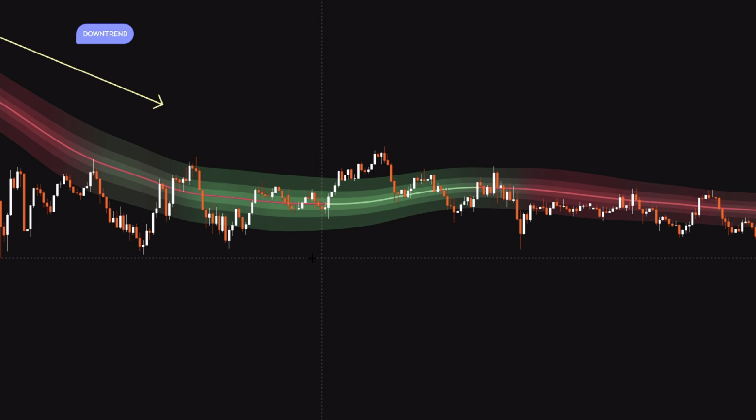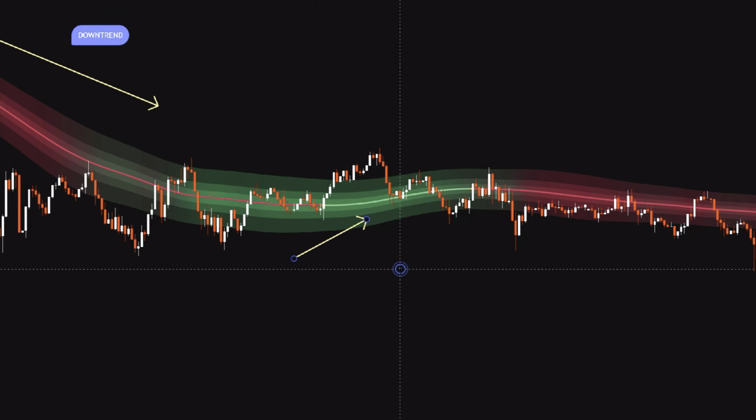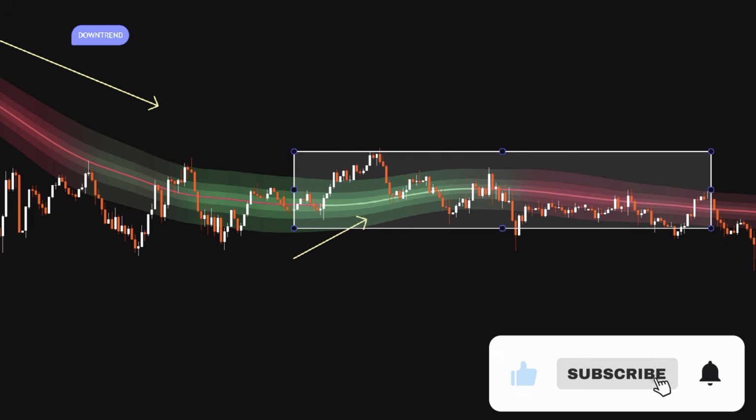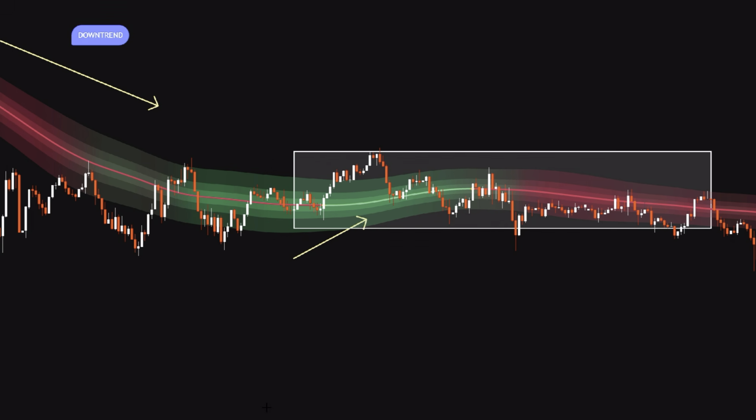Eventually, price begins retracing toward the gradient trend filter ribbon. This is the pullback phase. Notice what's happening. The market is no longer moving aggressively lower. Momentum is slowing down. The trend hasn't necessarily changed. The market is simply correcting.